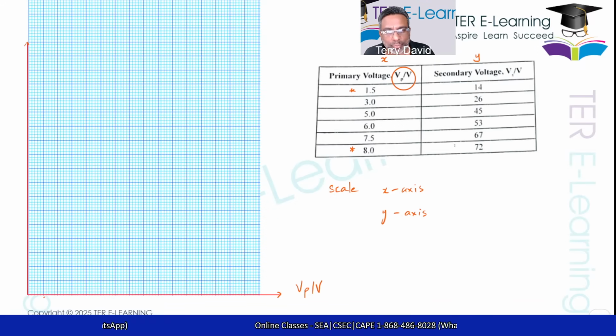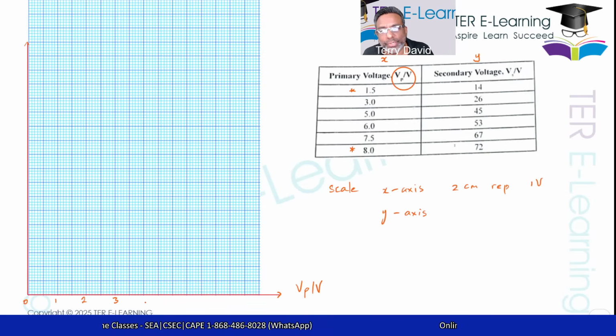Okay, on the X-axis, I can use 2 cm to represent 1 volt, right? 2 cm to represent 1 volt. So if we go 0, 1, 2, 3, 4, 5, 6, 7, and 8. So we're just making it here, okay? So that's on the X-axis.